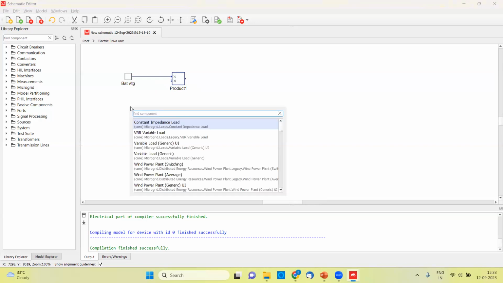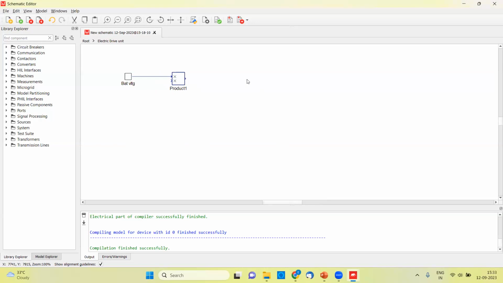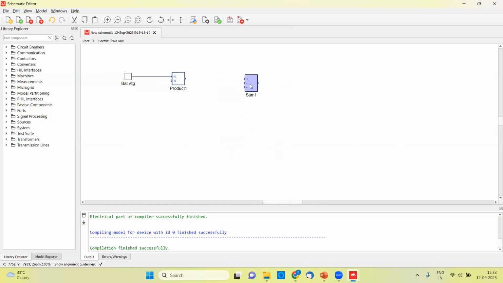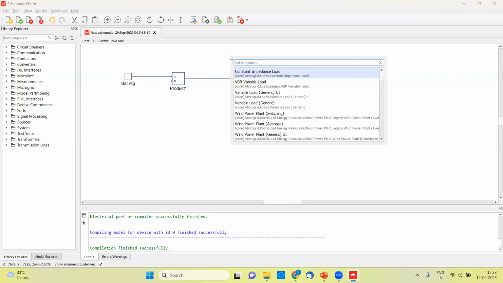Now we are having one sum block over here. So I'm going to take one sum block and I'm going to, instead of this 2, I'm going to write plus, minus, minus. So I have three inputs to this sum block. The very first input is connected to this plus, that is my battery voltage. And I will put a probe over here.